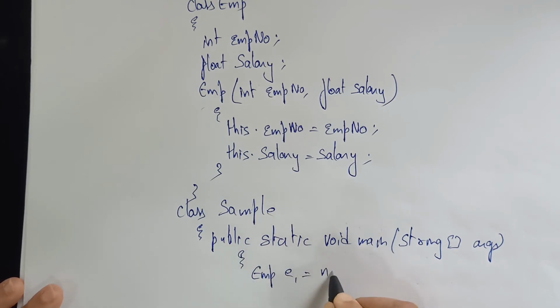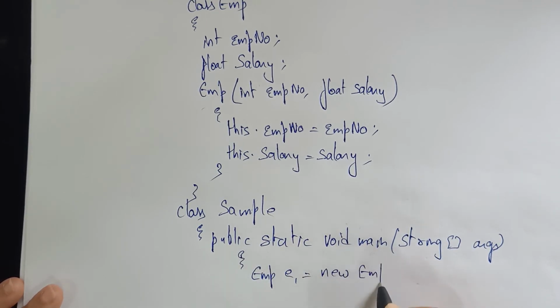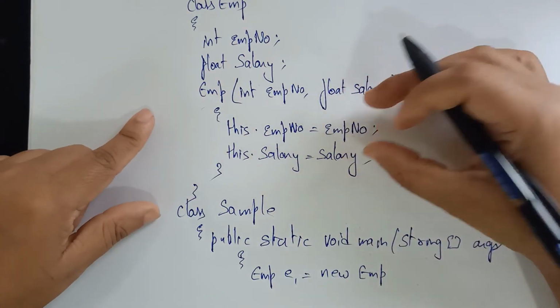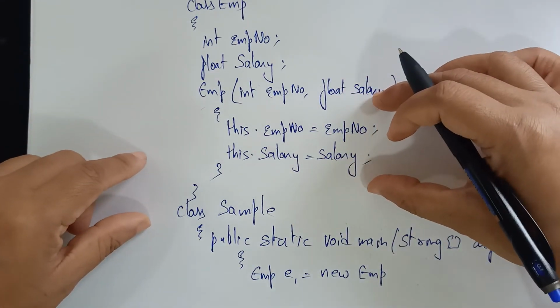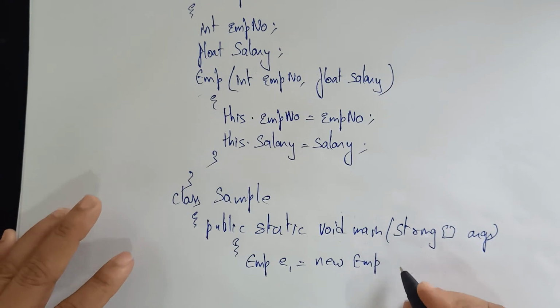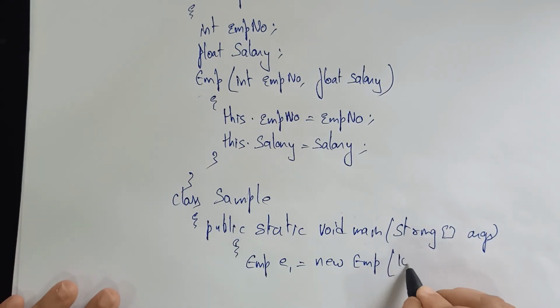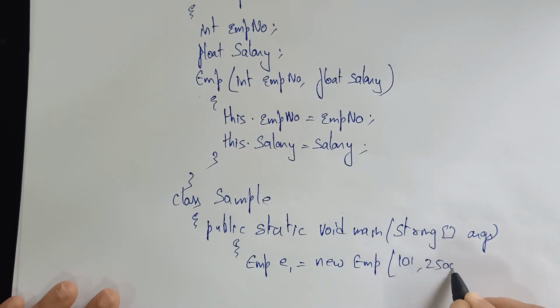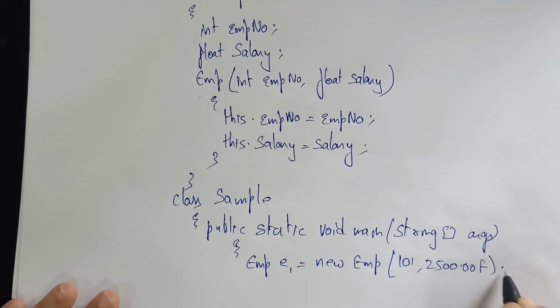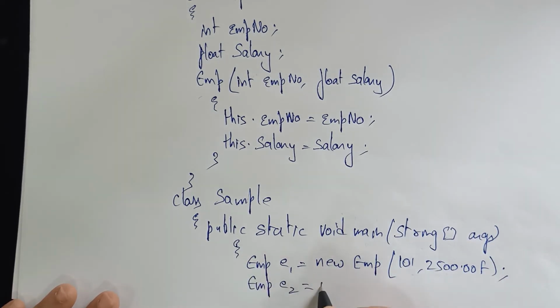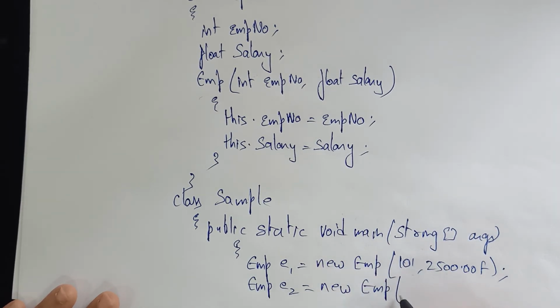Employee E1 is equal to new Employee. I want to access a parameterized constructor, so mention the values: 101 comma 2500, suppose 2500.00F, it's a salary. Another object is going to be created with the E2 reference, new Employee, calling the parameterized constructor. This time 102, comma 3000.